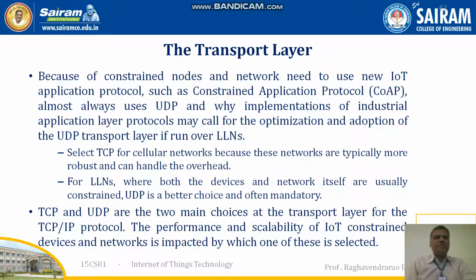Here we select TCP for cellular networks because these networks are typically more robust and can handle the overhead. For low power lossy networks, where both devices and the network itself are usually constrained, UDP is a better choice and often mandatory. So where we can use TCP and where we can use UDP is very clear. TCP and UDP are the two main choices at the transport layer for the TCP/IP protocol. The performance and scalability of IoT constrained devices and networks is impacted by which one of these is selected.